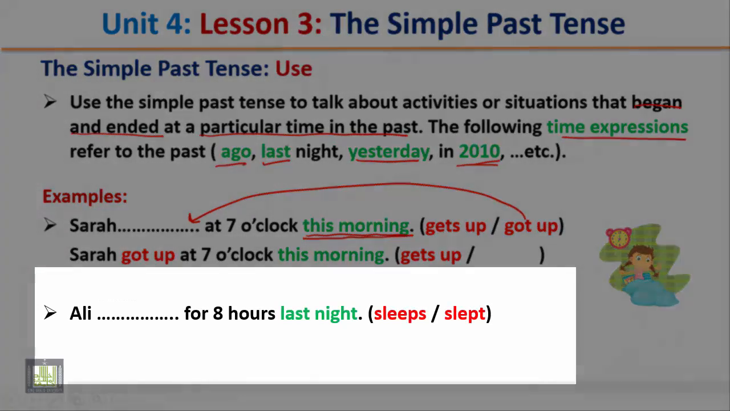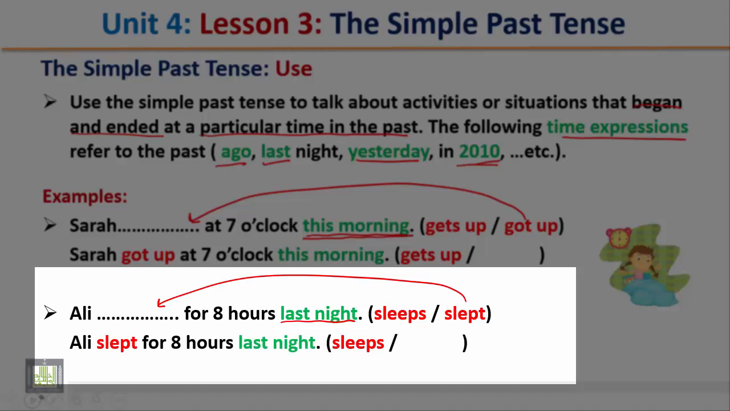Another example. Ali for 8 hours last night. Again, last night refers to the past. So which form is correct? Slept. Right. Ali slept for 8 hours last night.